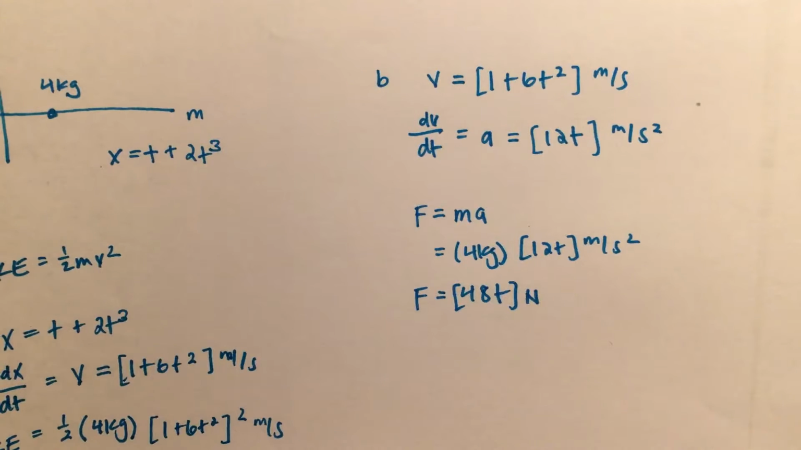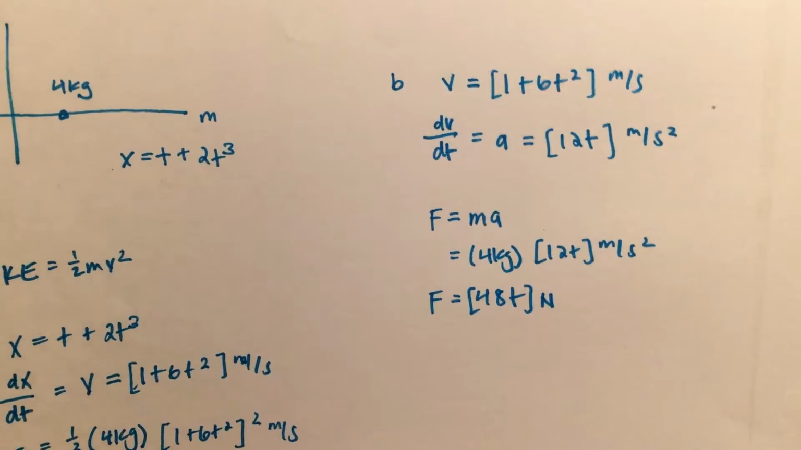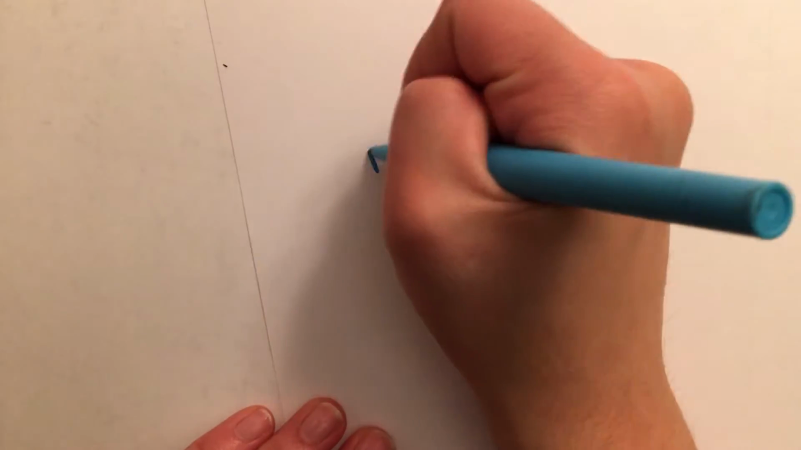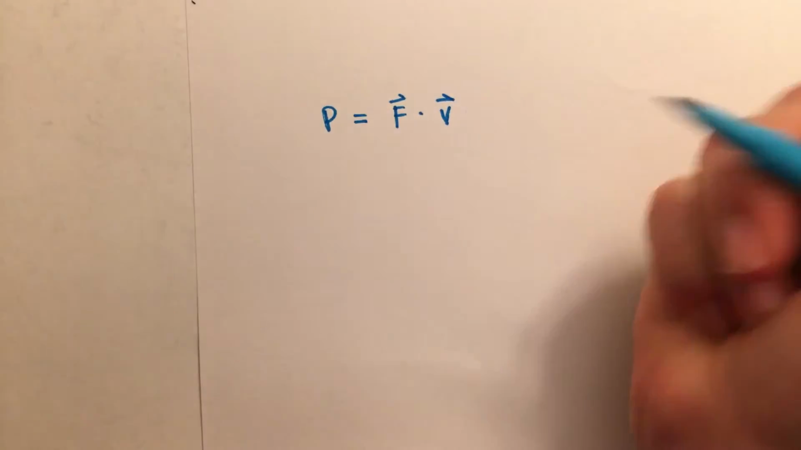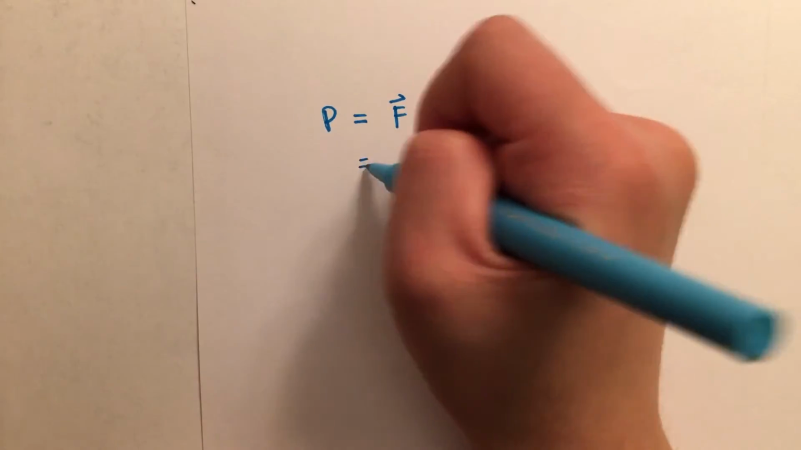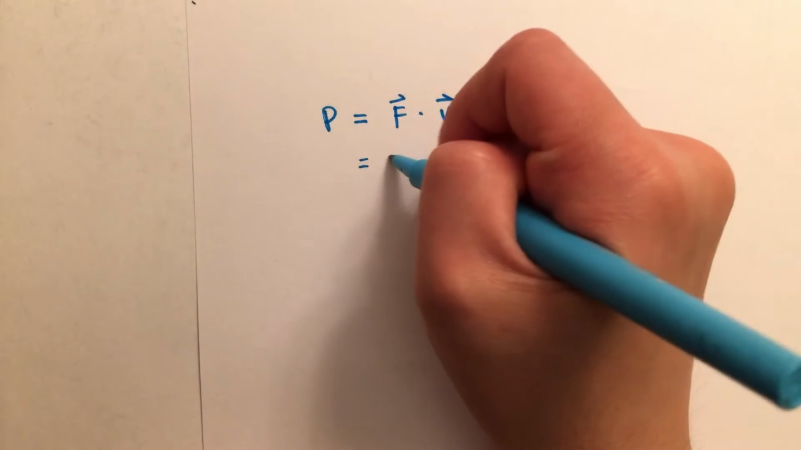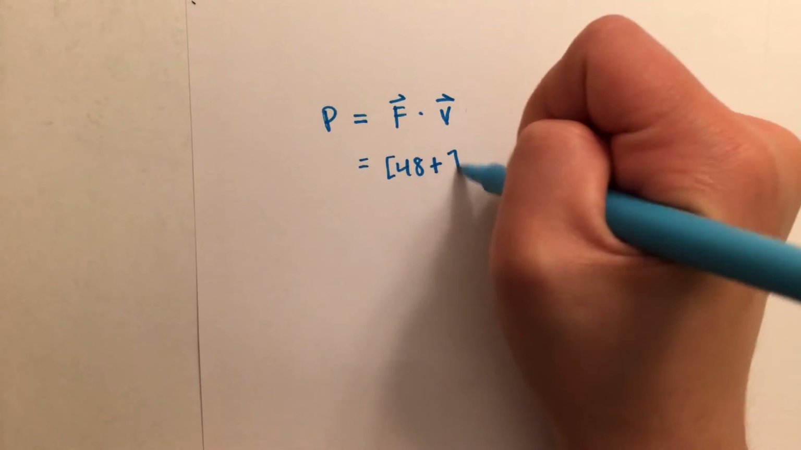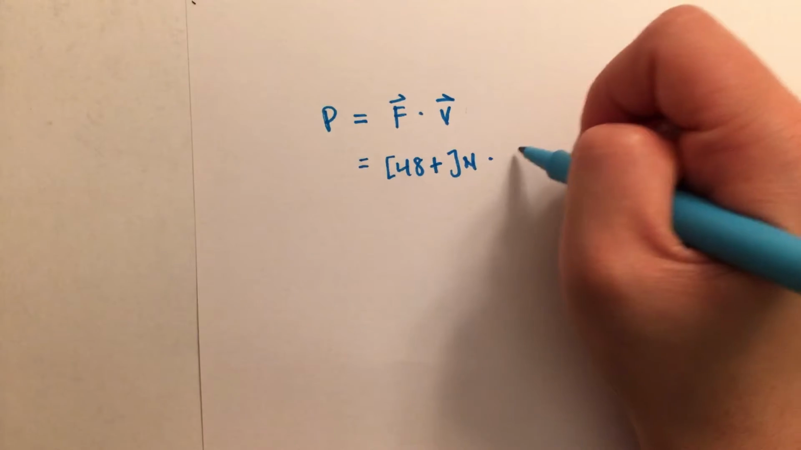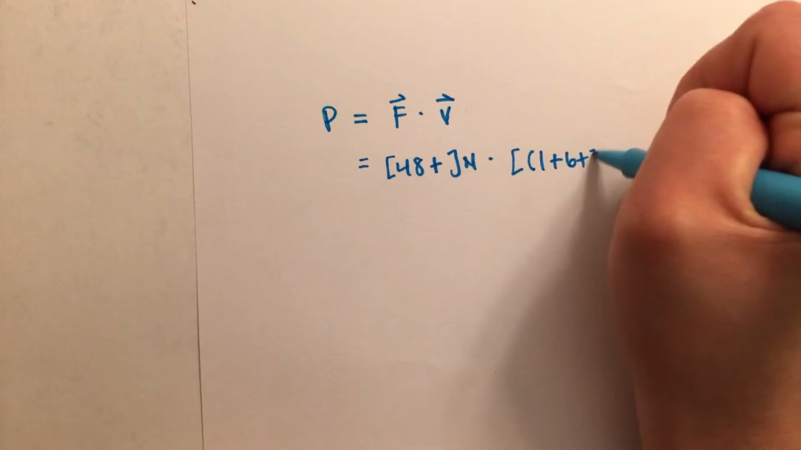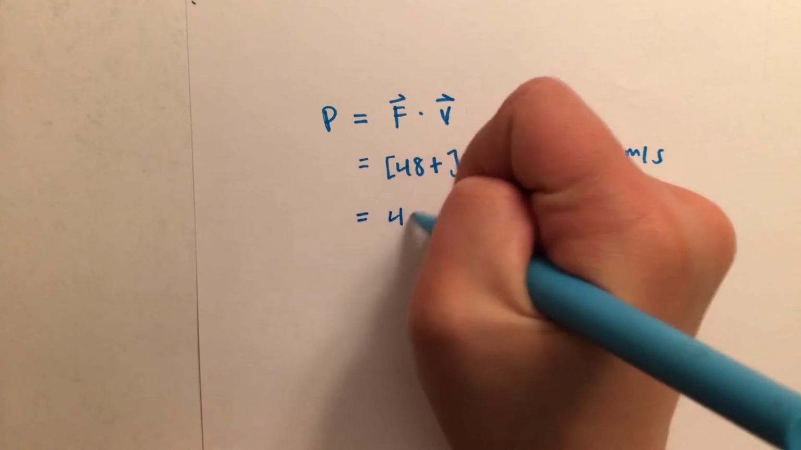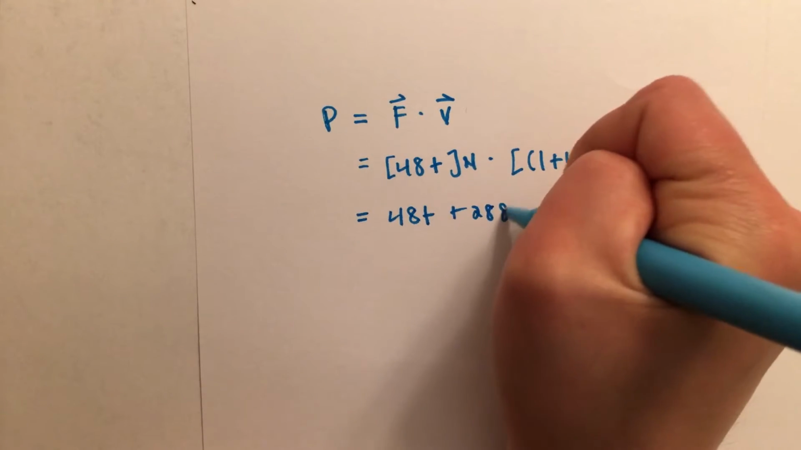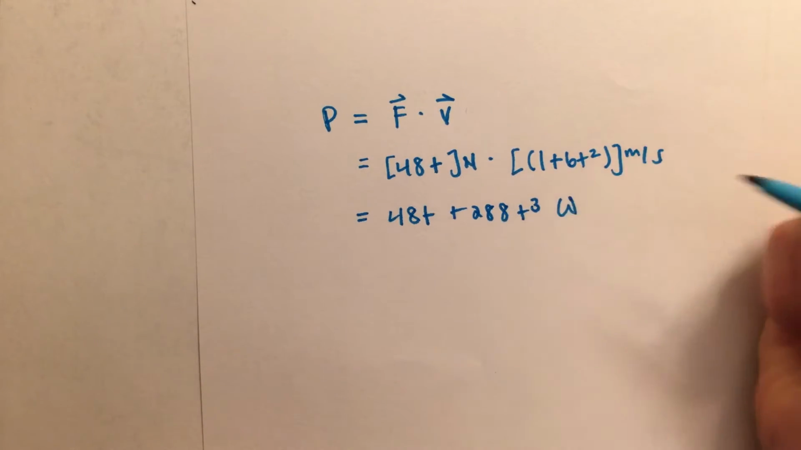Okay, part C is the power being delivered to the particle at time t. So the power is equal to the force vector dot the velocity vector, and we know that our force vector from part B is 48t newtons, dot the velocity vector, which from before is 1 plus 6t squared meters per second. Multiply that, and we get 48t plus 288t cubed watts.